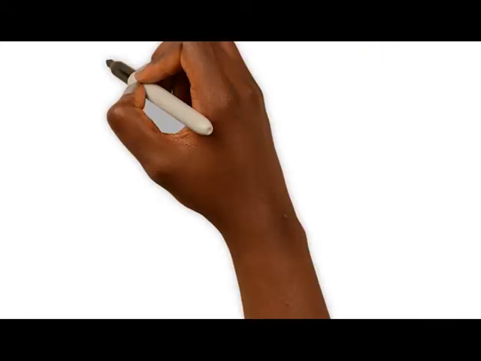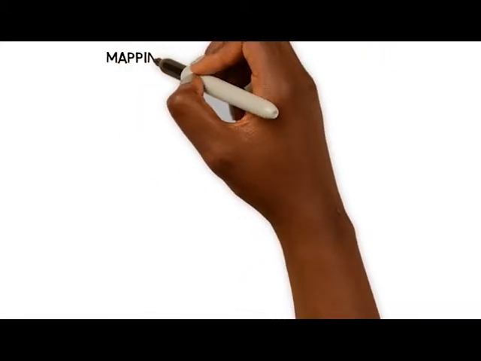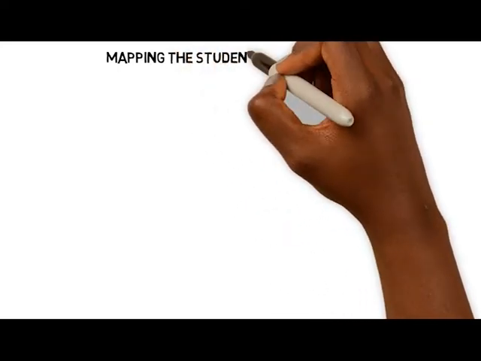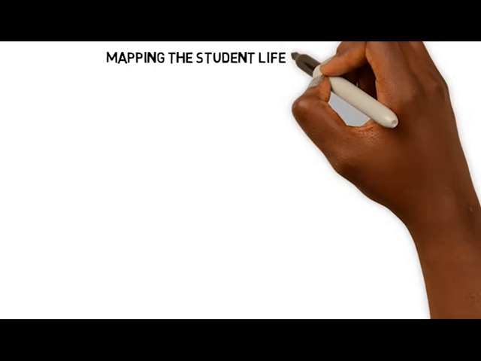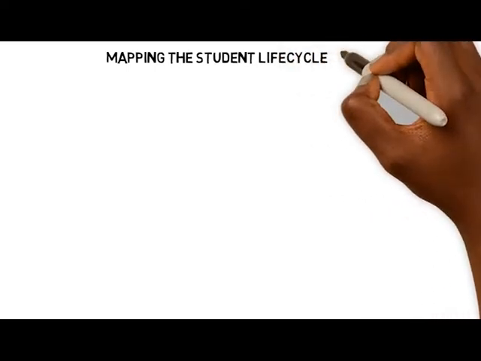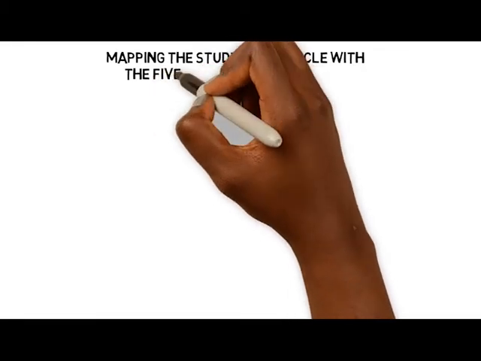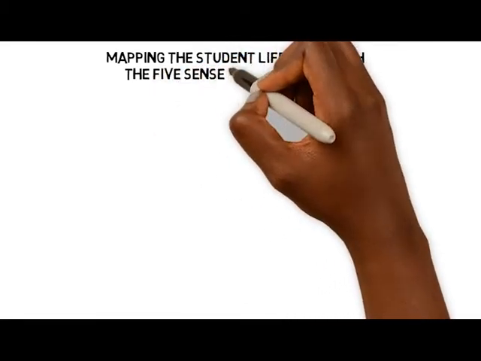So finally, let's put two big ideas together, the student life cycle on the one hand and the 5 senses of student success on the other. And let's try and understand how these two ideas work over the student life cycle in terms of the choices the students make and the identity claims they make as well.